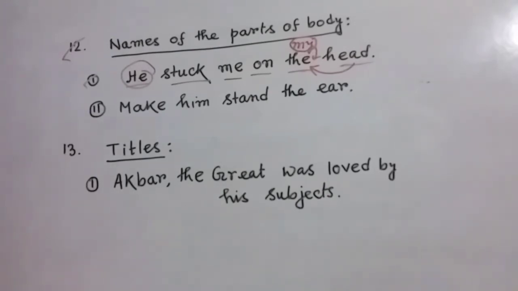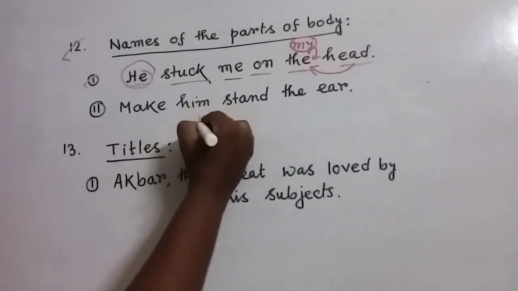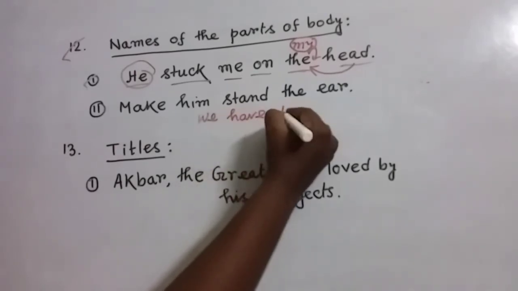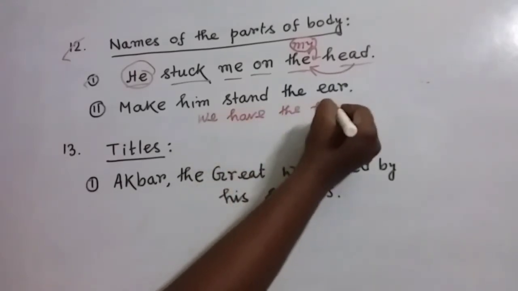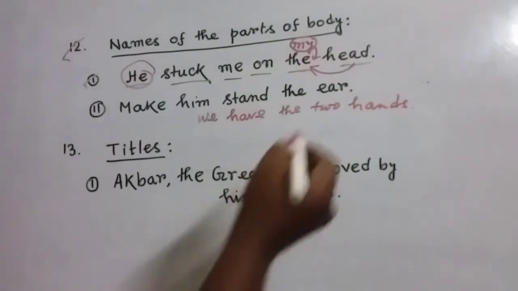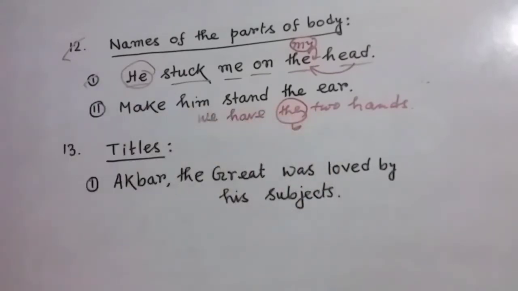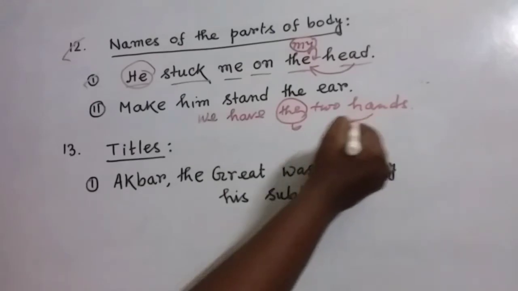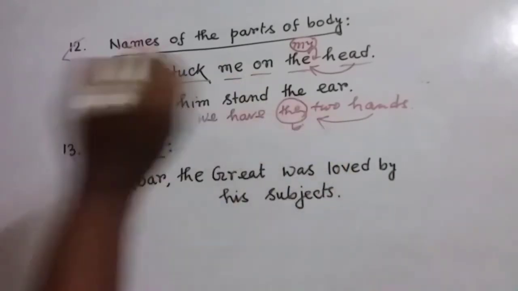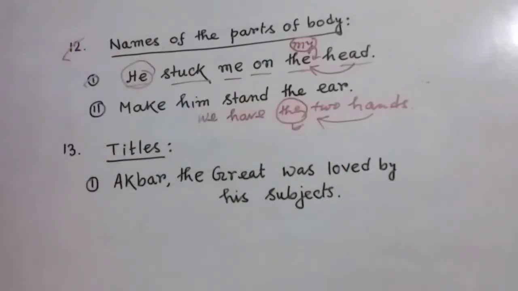Just like this one, we cannot say we have the two hands. We cannot write down this sentence, my dear friends. We cannot write down the here. But we can say we have two hands. That means before the body part, hand is also the body part, but we cannot use it here. If it is the place of the possessive adjective, then only we can replace it by the term the.